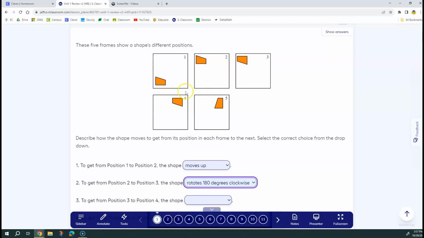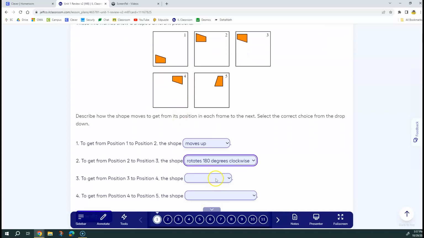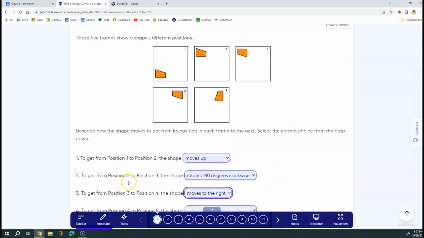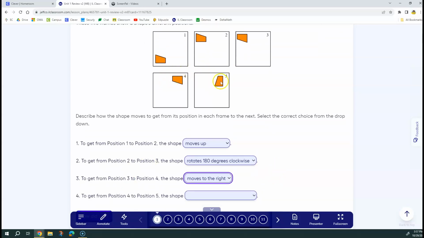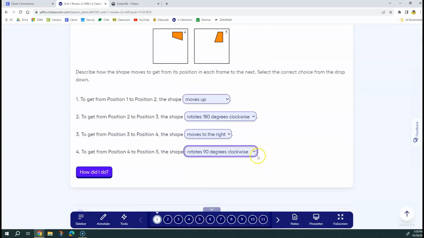To go from position 3 to 4, okay, well, it's here in the upper left, and then in 4, it's in the upper right. So the shape moves to the right. To get from position 4 to position 5, well, the shape does stay in the upper right corner. However, now it's facing in a different direction. Okay, so it did not reflect, it did rotate. Looks like it's clockwise, and it would be 90 degrees clockwise.